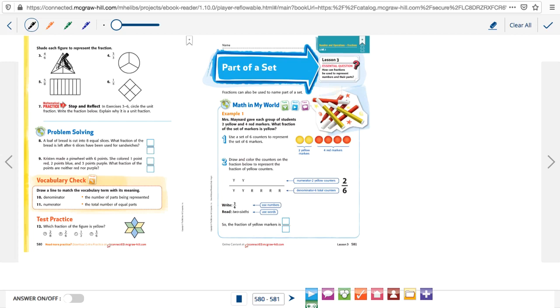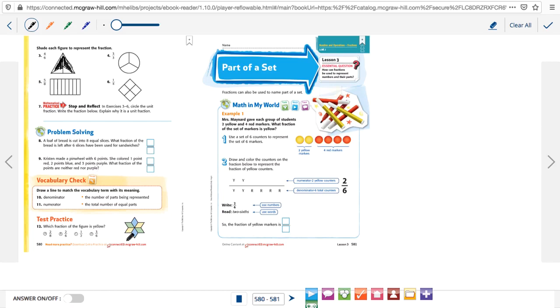And again, with shading, I tell students they don't have to fully color in every part. Just do your best to shade lightly. That way they're not spending a lot of time just coloring in things. So for the rest of the problems, you'll do the same. And make sure you're just talking about the number of parts and then the number of parts we should be shading. Now we're going to look at problem solving.